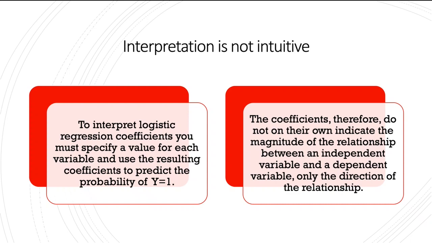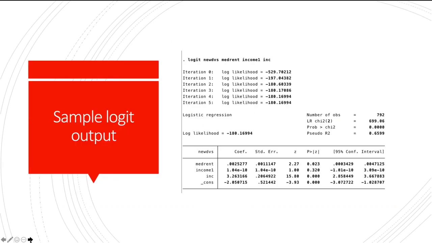So to interpret logistic regression coefficients, you must specify a value for each variable and use the resulting coefficients to predict the probability of y, or your dependent variable, occurring. The coefficients, therefore, do not on their own indicate the magnitude of the relationship between an independent and dependent variable, just the direction of the relationship. In addition to the direction, you'll find out whether the relationship is significant or not significant. So let's go through this real quickly so that you understand what this would look like.